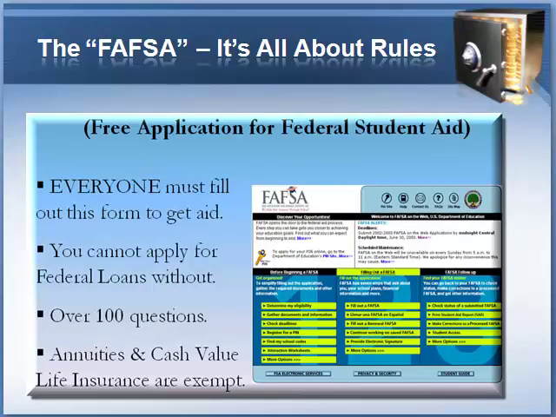The FAFSA, it's all about rules, the Free Application for Federal Student Aid. Everyone must fill out this form to get financial aid. You cannot apply for federal loans unless you fill out this form. In some situations, annuities and cash value life insurance are exempt. You have to be careful. Some college planners will just try to throw you into these products, and Coach for College, we're totally against that.